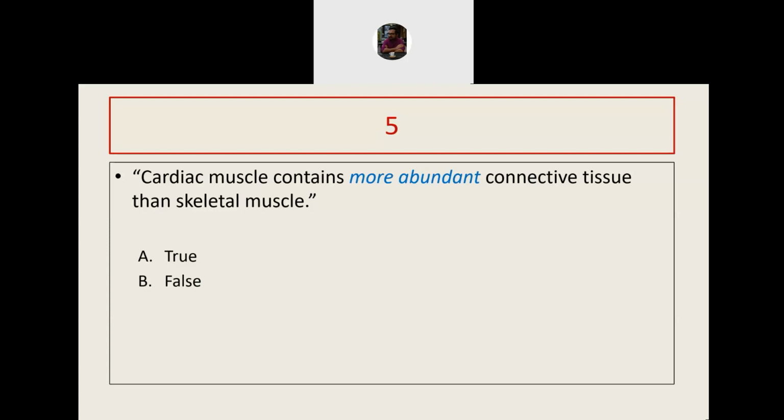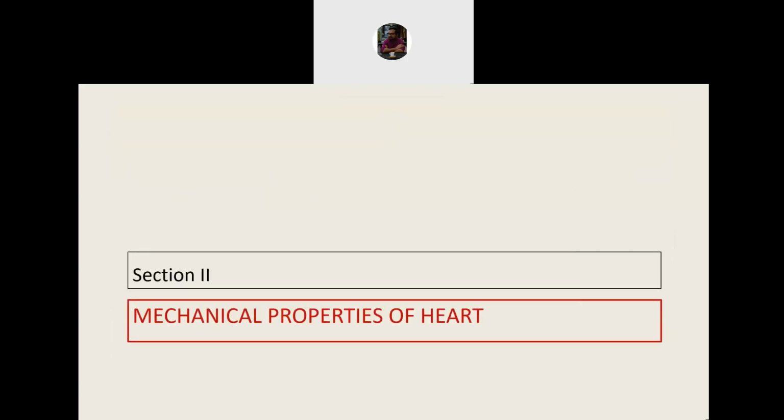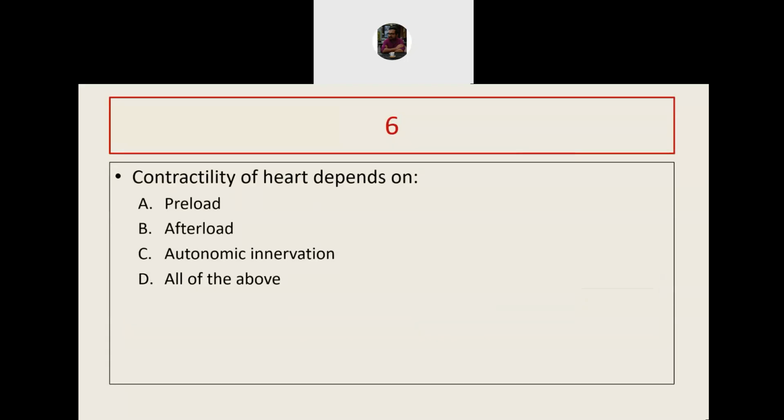So this was the functional anatomy of the cardiac muscle. And now we move on to the next section, the mechanical properties of heart. Before we start, we have 5 MCQ questions for you. This is your first question. Contractility of the heart depends on A, preload, B, afterload, C, autonomic innervation, and D, all of the above.